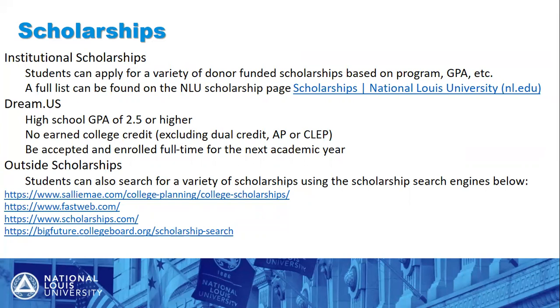And then, as I mentioned, outside scholarships. Students can also search for a variety of scholarships using the scholarship search engines below. I've listed 4 here. All of these are kind of like a Google for just scholarships. Instead of going to each individual website or each individual scholarship type, they compile all the scholarships, and you can search based on if you are, like I said, left-handed, or maybe you play basketball, etc. It really helps refine the search so you're not spending hours and hours looking at individual websites.